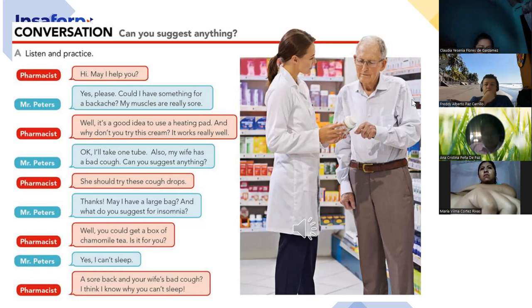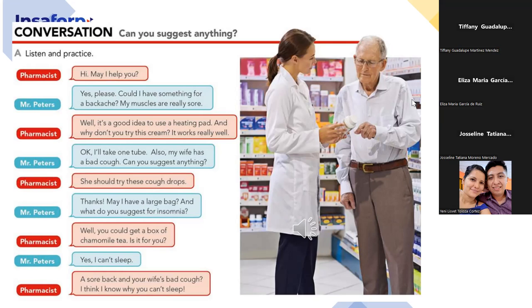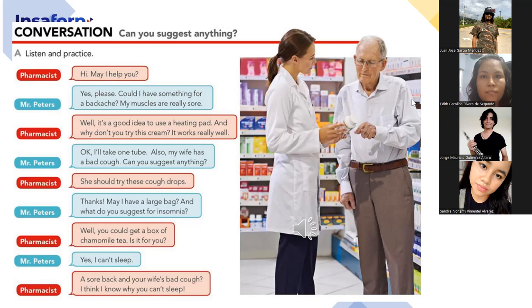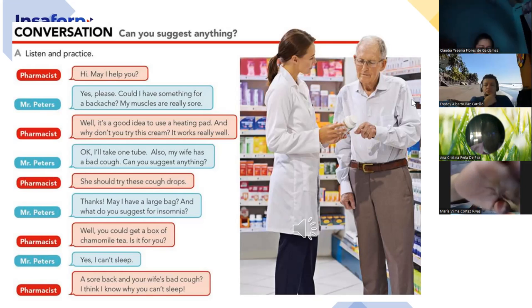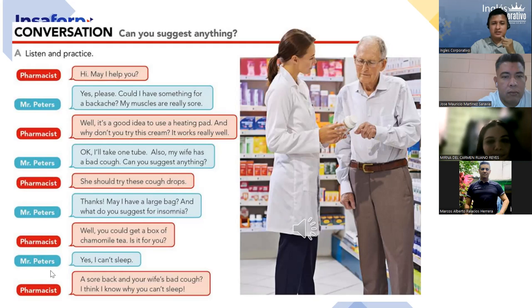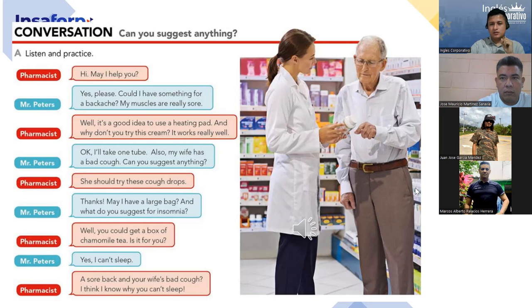Oh, we have this one, which is chamomile. That's a very difficult word to pronounce. Chamomile, okay? Yes, chamomile. This one here. Chamomile. Yes. Any question about vocabulary or phrases that we have here? What is chamomile, teacher? Oh, it is a tea. Exactly. That one.